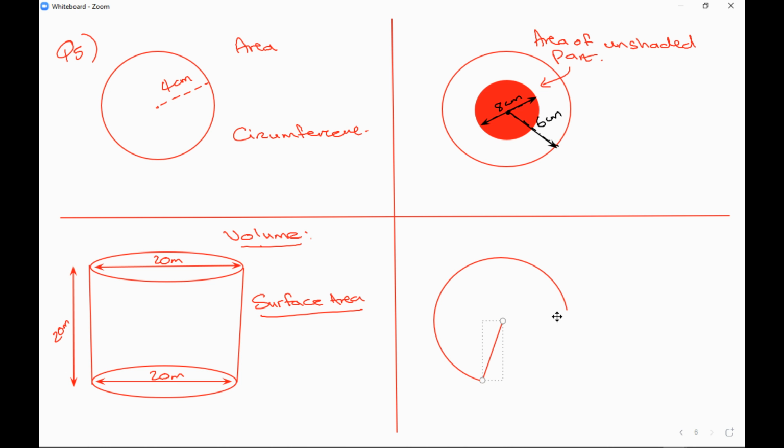Alright, next one is the sector. This is the center. This is 8 centimeters. And this is 8 centimeters. And I'm told that this angle over here is 150 degrees. I need to calculate the area. And I also need to calculate the perimeter as well.